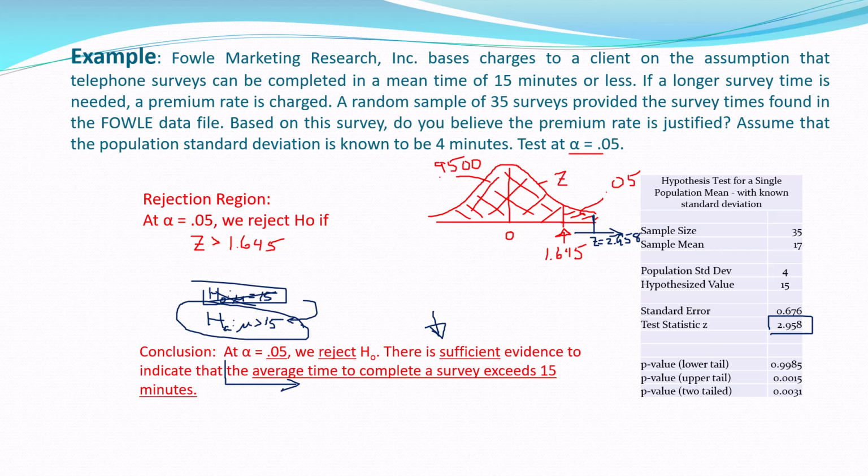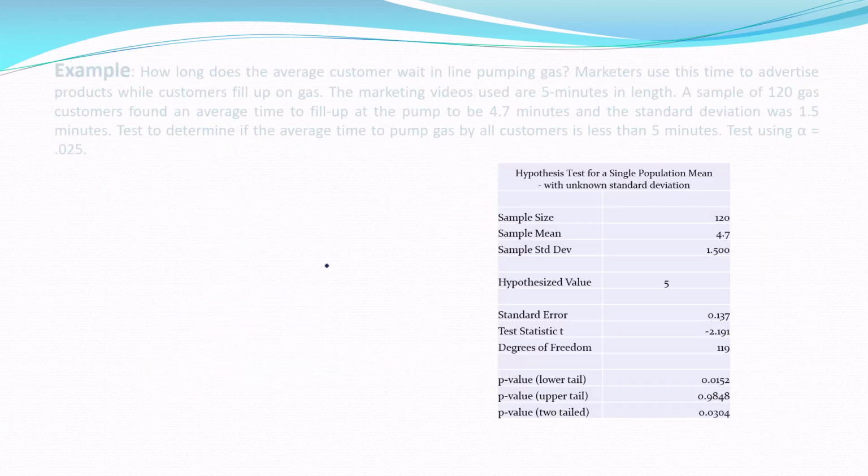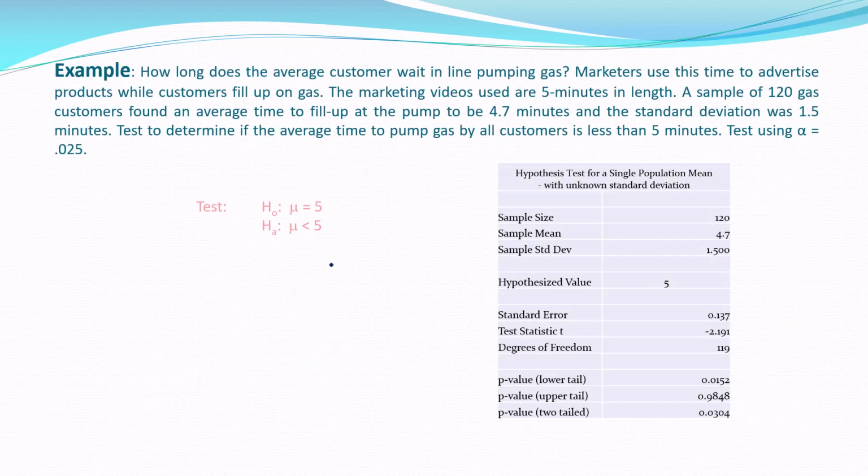So let's come over, I've lost my cursor, there it is. Let's go here. Apparently I'm having trouble. All right, how long does the average customer wait in line pumping gas? You know, when you go to the gas station and they have those little videos on the pump, how long should those videos be? If they make them too long, we're going to be finished and we're going to leave. If they make them too short, we're standing there, they're wasting their advertising time. So how long does a customer wait?